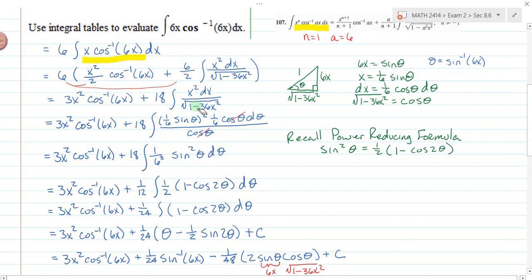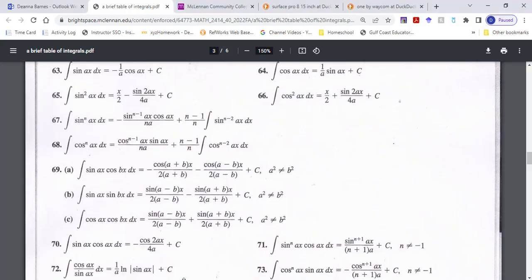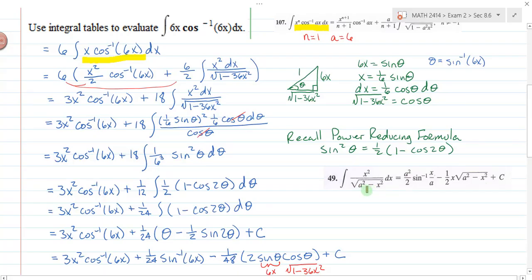and formula number 49, let me go ahead and grab it and talk about it for a second. Instead of doing the trig substitution on this formula, on this integral right here, I could have used this formula, but if I would have done that, I don't have an x squared here.